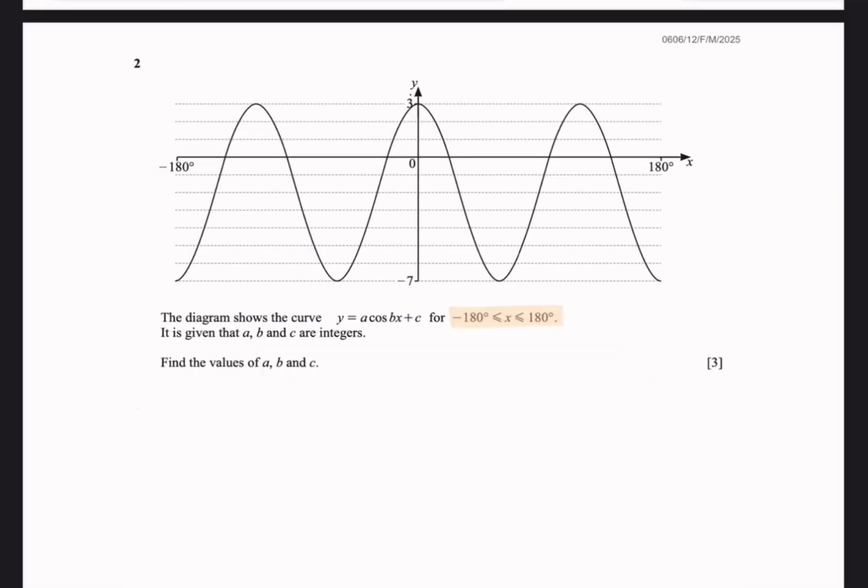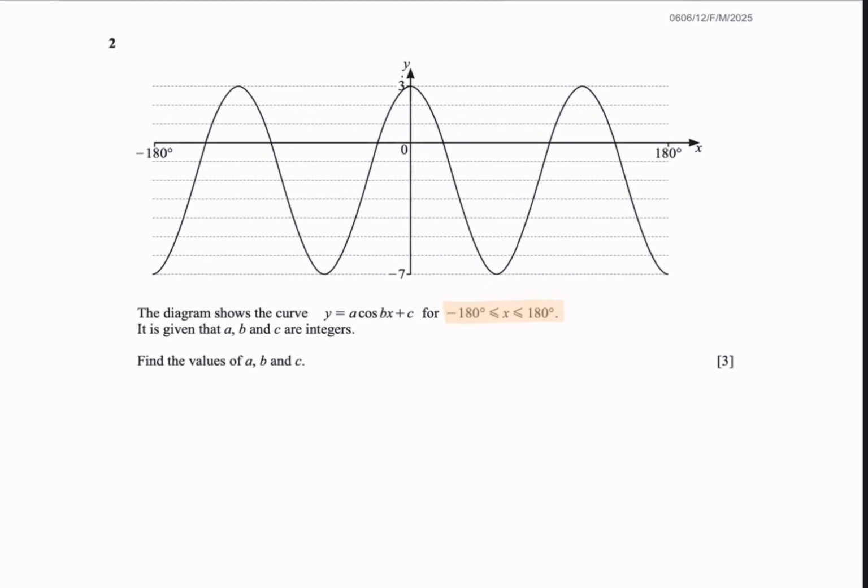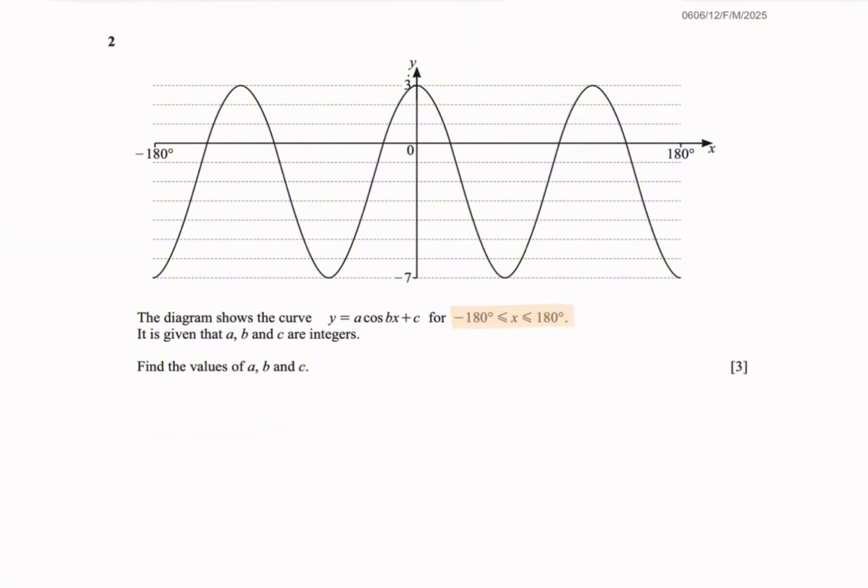Okay, so this is the first question from February March of 2025, and it's from paper 1, which is the non-calculator paper. The question is asking: the diagram shows the curve y equals a cos bx plus c for minus 180 to 180. It's given that a, b, and c are integers, and you need to find the values of a, b, and c. When you first look at this question, you need to note that the domain is this, and you know that this is the cos graph, and they also showed you on the diagram.